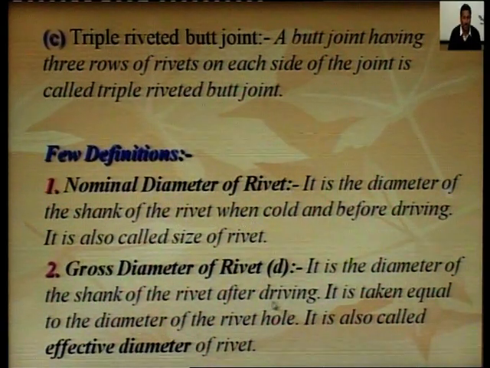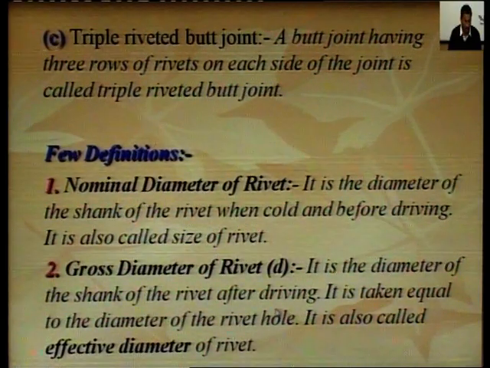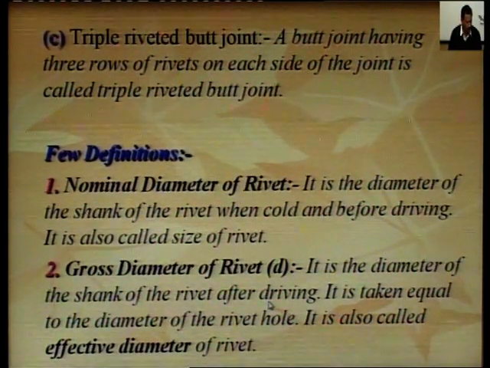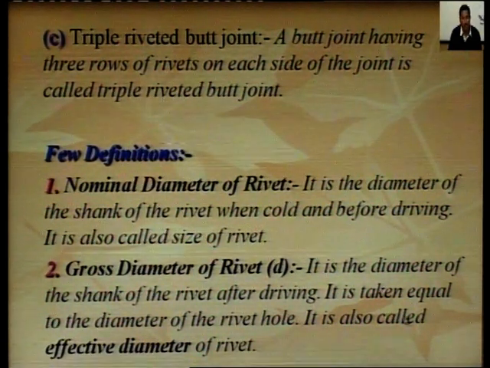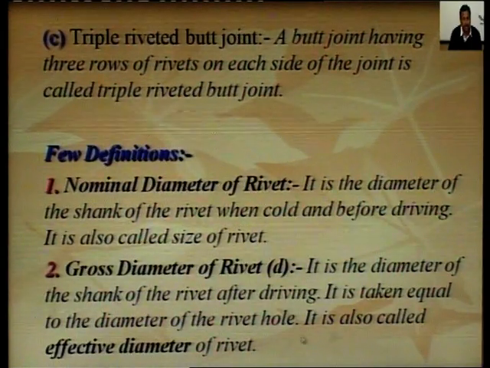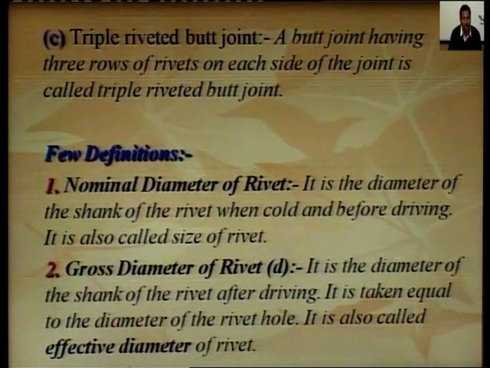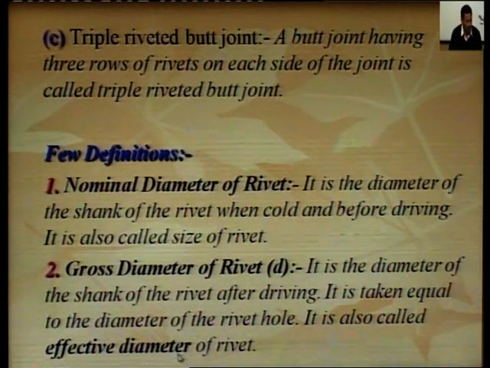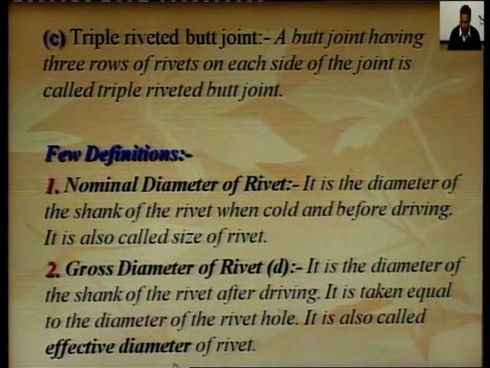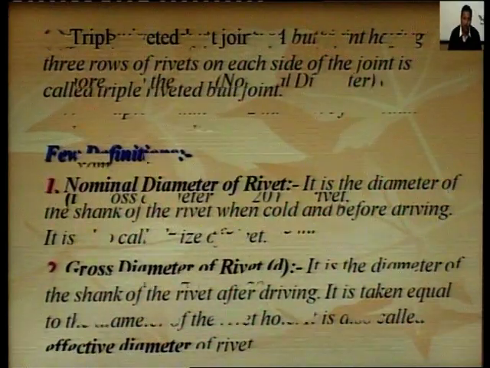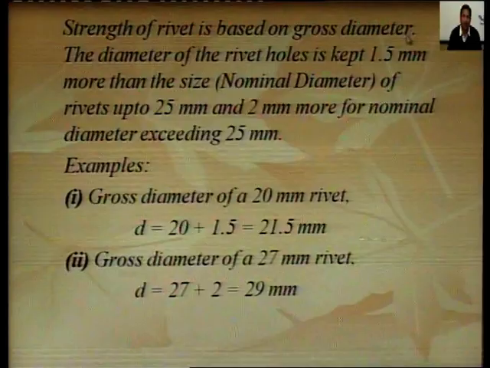Gross diameter of rivet: it is the diameter of the shank of the rivet after driving. So, the diameter of rivet measured after driving is called gross diameter of rivet. It is taken equal to the diameter of the rivet hole. It is also called the effective diameter of rivet. So, the diameter of rivet hole is taken as the gross diameter of rivet. Strength of a rivet is based on the gross diameter.